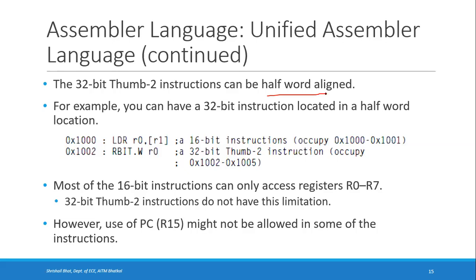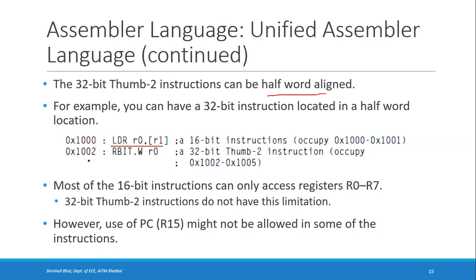Normally after 4 memory locations you can store each instruction. But these Thumb-2 instructions can be half word aligned. Suppose you have a 16-bit instruction at address 1000H: LDR R0, [R1]. This is a 16-bit instruction, which is actually a half word, so it will occupy 2 memory locations, 1000 and 1001.